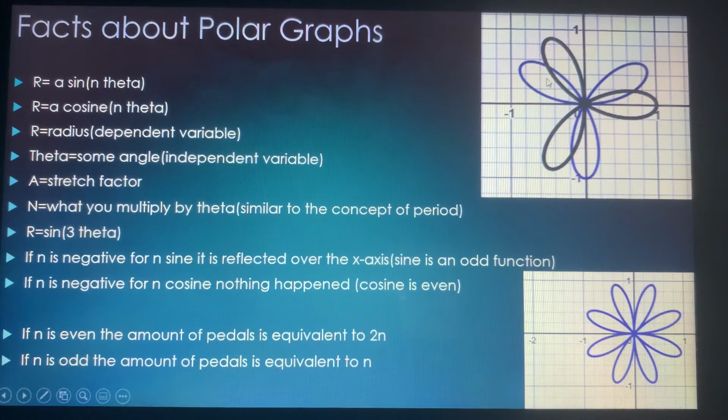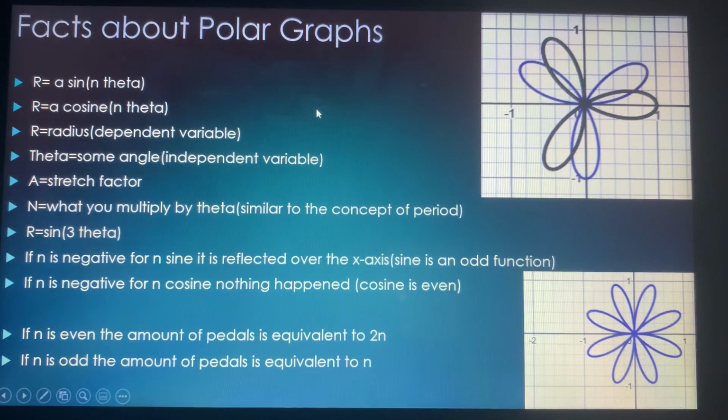But if a was like 2 or 3, it would go out further, because the maximum value you can get from taking the sine or cosine of some angle is 1. And if the number 4 is in front of that, you multiply 4 by 1, of course you get 4. Now n is the tricky part. N is, of course, what you multiply by theta.